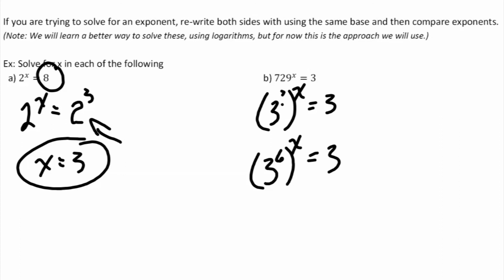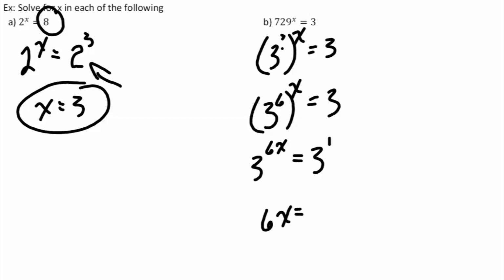So we have 729 to the exponent x equals 3. Now remember, when we have an exponent on an exponent, as we do here, we can simply multiply those together. So we've got 3 to the exponent 6x is equal to 3, and the exponent on the 3 is 1. Therefore, we conclude that 6x is equal to 1, and x is therefore equal to 1/6.